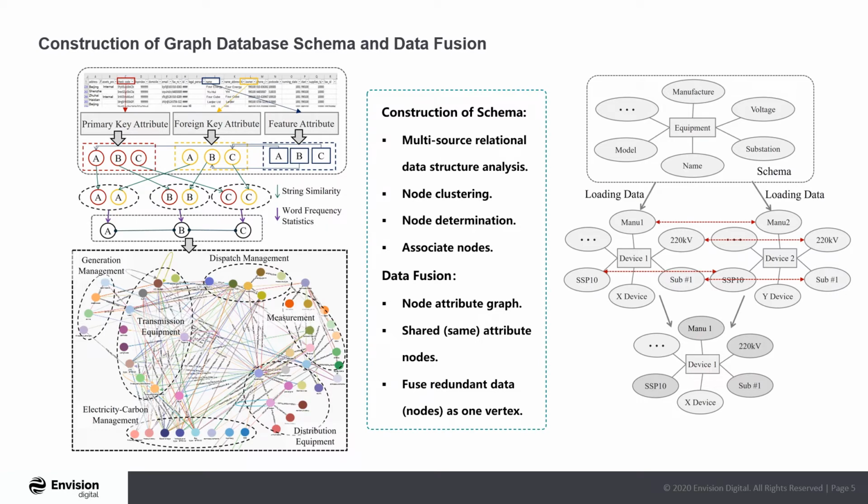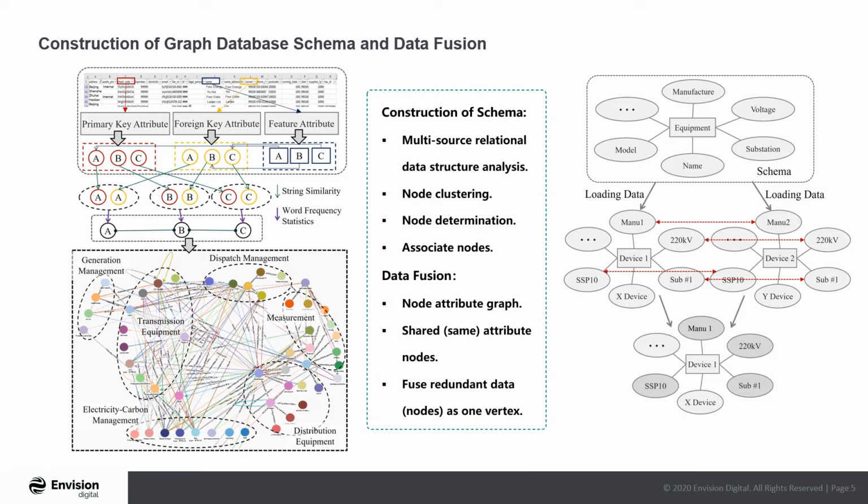As an example shown in the second figure, suppose the equipment-related attributes in the schema include manufacturer, voltage level, belonging substation, equipment name, model, and so on. After loading data, we found that the manufacturer, voltage, substation, and model vertices of device 1 and device 2 are the same, which means they can be shared. Therefore, we determined device 1 and device 2 are the same device.